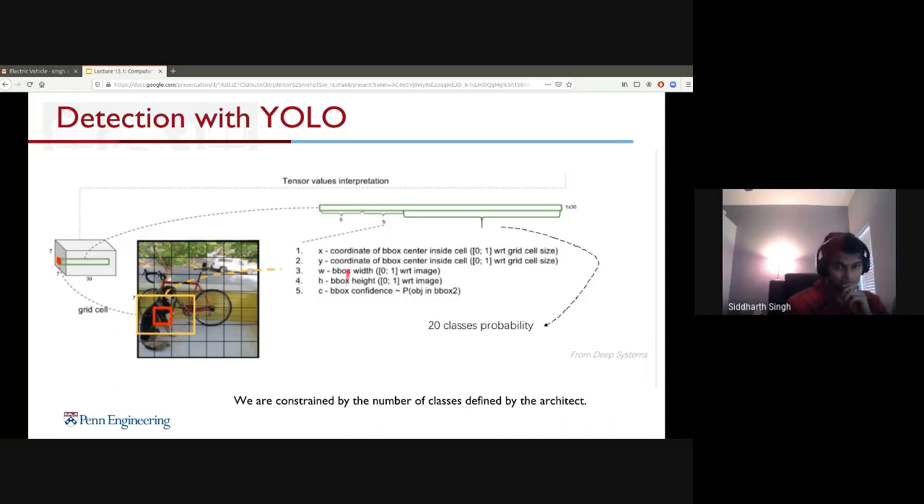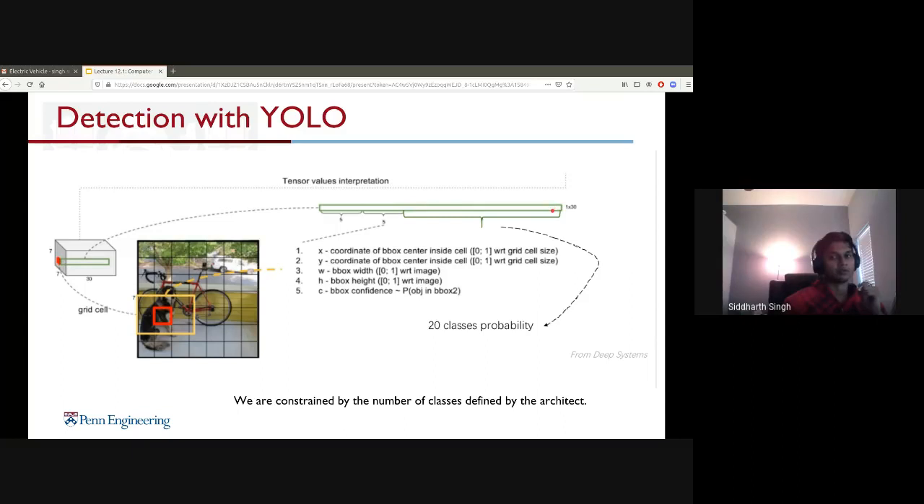Similarly, if I said that I will have more than one proposal, there will be another 5 channels there, telling it, okay, there might be another object here, for this anchor cell, and it will have these properties: the x coordinate, the y coordinate, the width, the height, and the bounding box confidence of objectness.